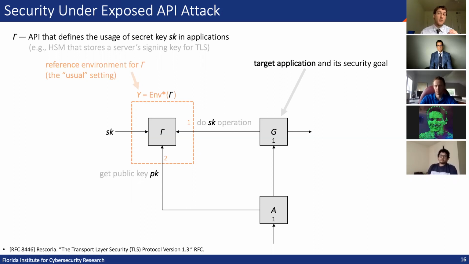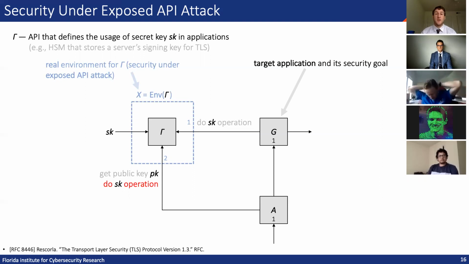Now, the reference system formalizes the usual setting in which the API is only called by the target application, that is, the game in our formal model. And the second interface only allows the adversary access to the API's public key. So in the real environment, what we want to do is account for any cross-protocol attacks that might result from key reuse. We'll capture these attacks quite conservatively by giving the adversary direct access to the API. This way, computations performed in other applications are formalized by the adversary's interaction with this interface. So I'll call this an exposed API attack against the target application.